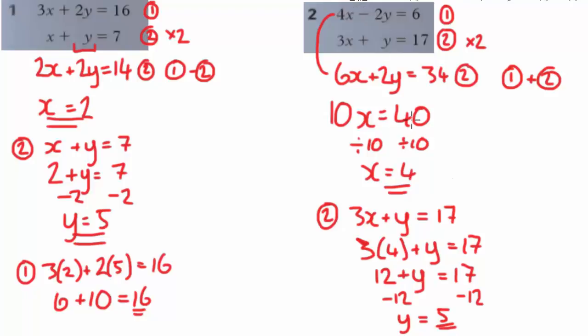And again we can substitute it in, so 4 times x, so that's 16, minus 2 times y, which is 10, so 16 minus 10 does equal 6. Okay, so that's the solution to that one.